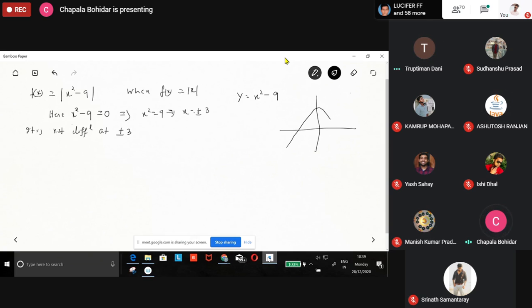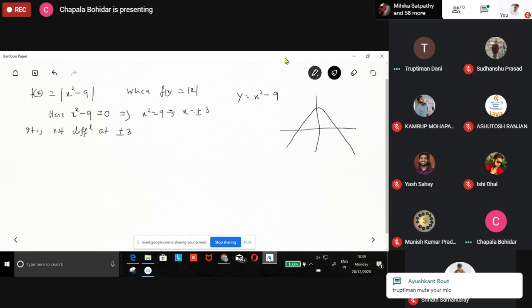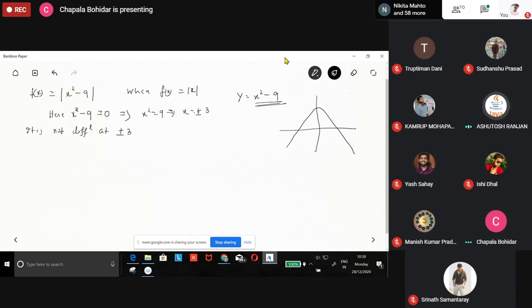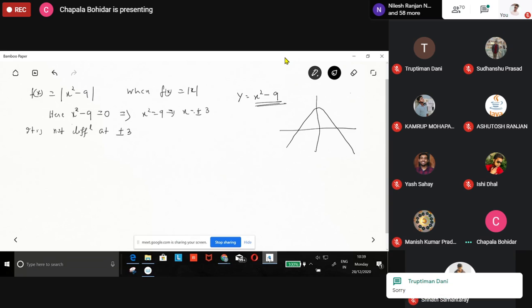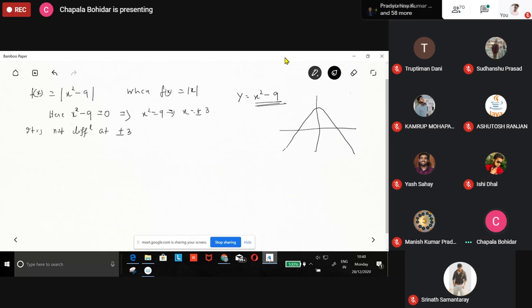It is like this, 9 units downward. After 3 and minus 3, it will be upward. The parabola of x square minus 9 looks like this.